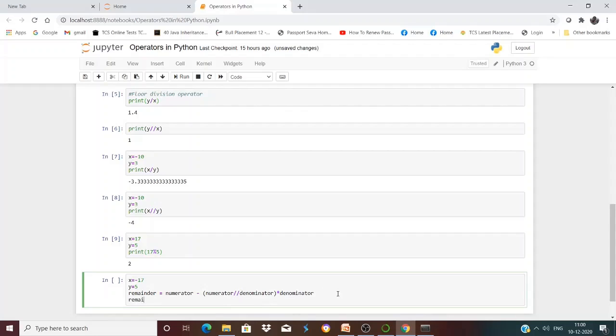So the remainder will be minus 17 minus, minus 17 floor division 5, into 5. So what is the result of the floor division operator of minus 17 and 5? It will be minus 4, right? So the result of this whole thing will be minus 4 into 5, that is minus 20. So minus 17 minus minus 20.